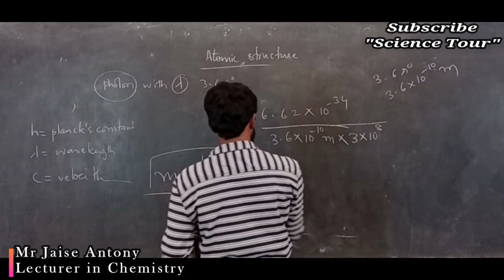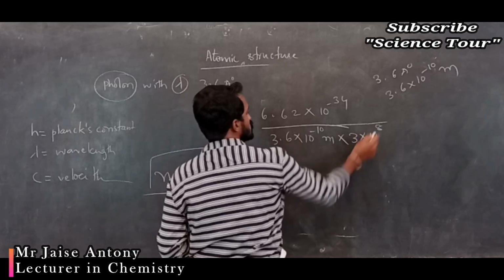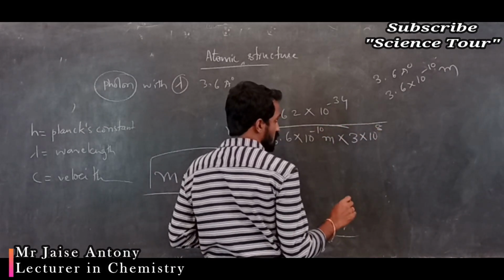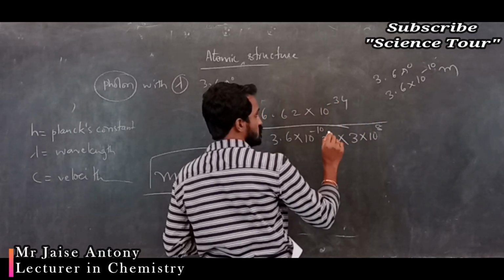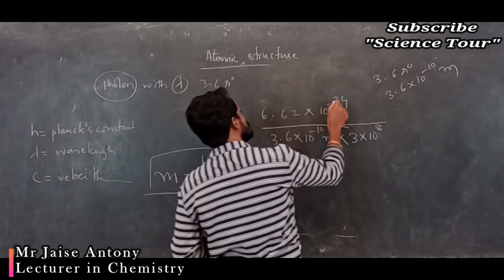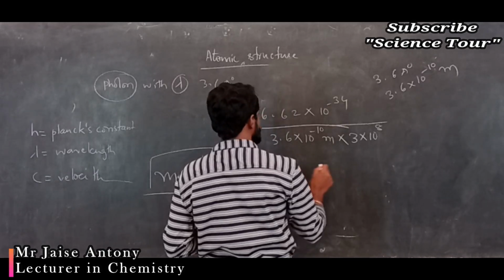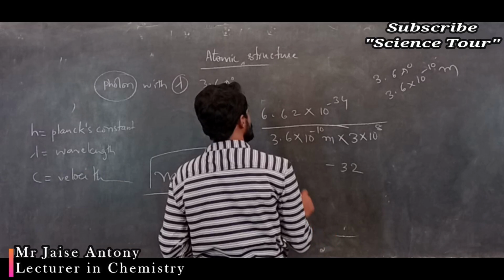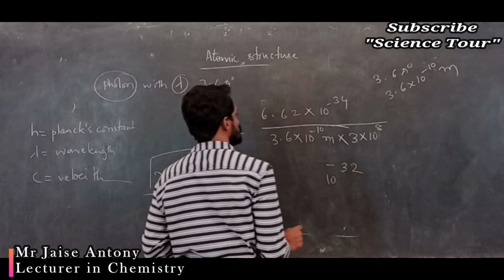No, my dear students? Okay, first I told you to solve the 10 to the power part. Minus 10 plus 8 is minus 2. Minus 2 goes up and becomes plus 2, understood? Plus 2 means minus 34 plus 2, how much? Minus 32. So 10 to the power minus 32, understood? 10 to the power minus 32.